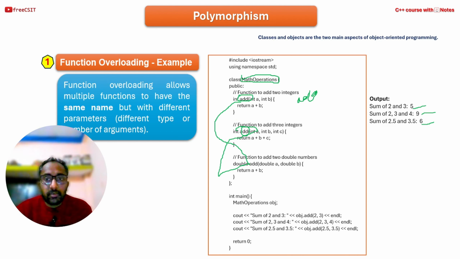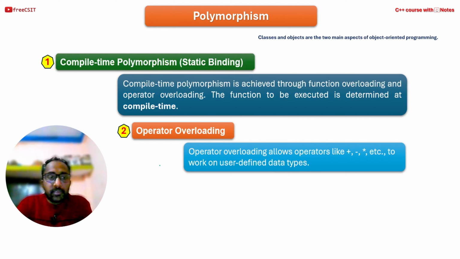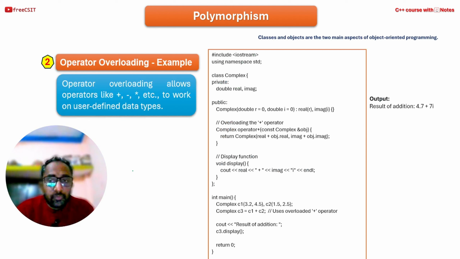And the second one is compile time polymorphism, static binding. Operator overloading, I've already told you its definition. Operator overloading allows operators like plus, minus, multiplication to work on user-defined data types. So the function to be executed is determined at compile time. So let's move to the example and see.